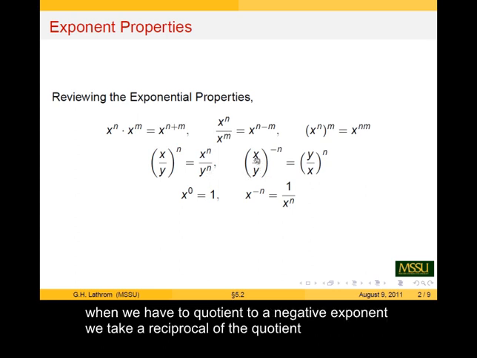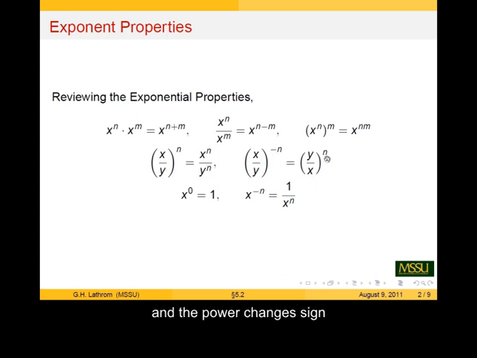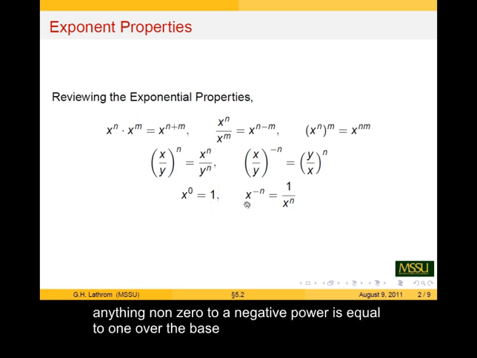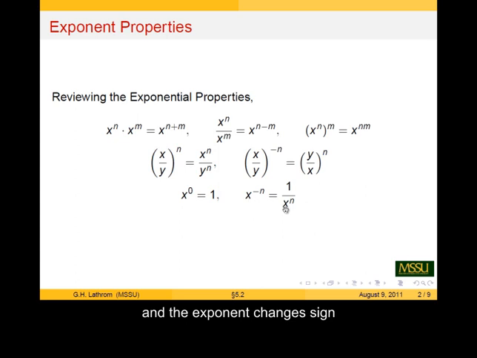When we have a quotient to a negative exponent, we take the reciprocal of the quotient and the power changes sign. Finally, whenever we have anything non-zero to the zero power, we get 1. Anything non-zero to the negative n power is equal to 1 over x to the n power. So we take the reciprocal and the exponent changes sign.